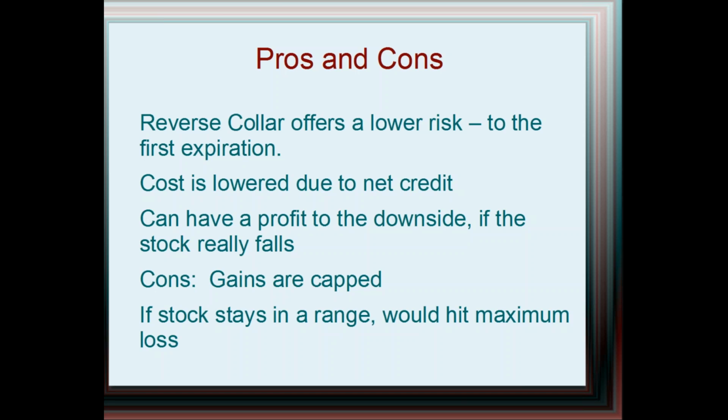When I manage a call, I want the time value to be less than 1%. Okay, this probably isn't close to that. It's still retaining its time premium. Okay, so it kind of falls in that position there. You did lower the cost. I have a cost basis of $69.77 on the married put. You've got a cost of $60.22. And you may be able to have a profit to the downside if the stock really falls.